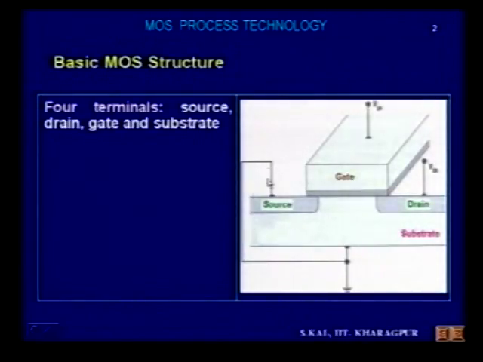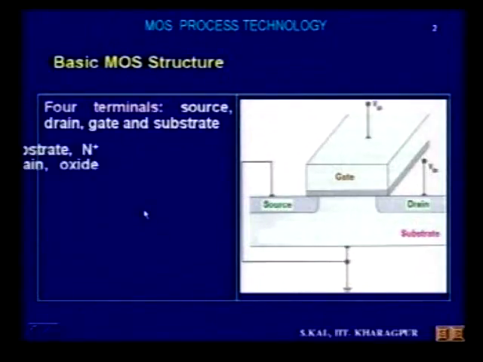So normally source and substrate are grounded in normal applications, and in case of NMOS, the drain is made positive and gate voltage is applied, and for different gate voltages the operation of the MOS transistor is different.